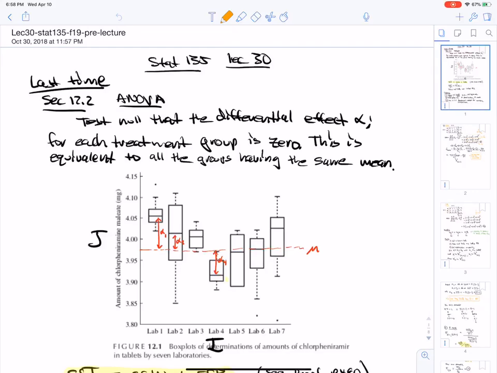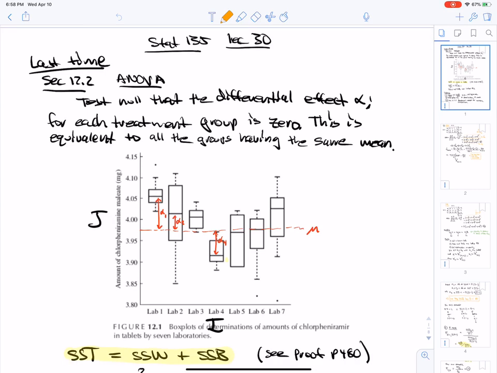Hello, it's Stat 135, Lecture 30. Last time we started ANOVA, analysis of variance, to test the null that the differential effect alpha I for each treatment group is 0. This is equivalent to all the groups having the same mean. So this is a generalization of the t-test, which is two treatment groups, or a treatment group and a control.